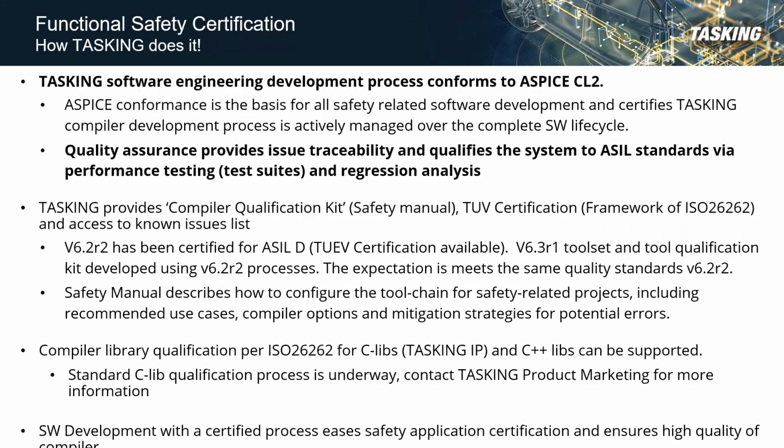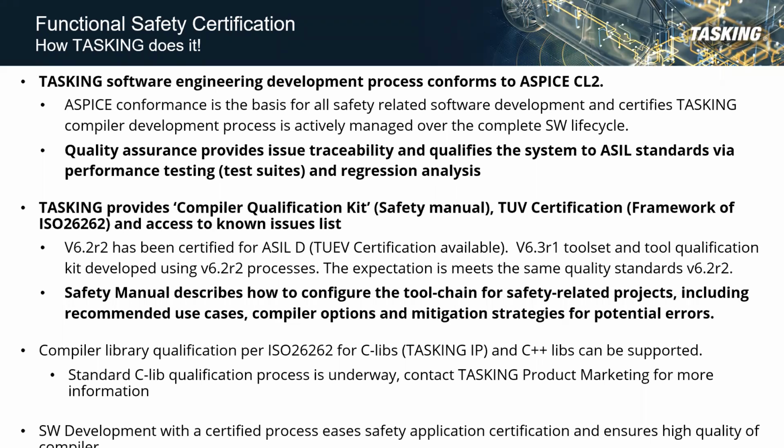Quickly, we're running up on the clock here a little bit. So our quality assurance provides issue traceability and qualifies the system to ASIL standards via performance testing suites and regression analysis. I did mention we are R2 certified with version 6.2 R2, and our safety manual does describe how to configure the tool chain for safety related projects, including recommended use cases, compiler options, and mitigation strategies for potential errors.